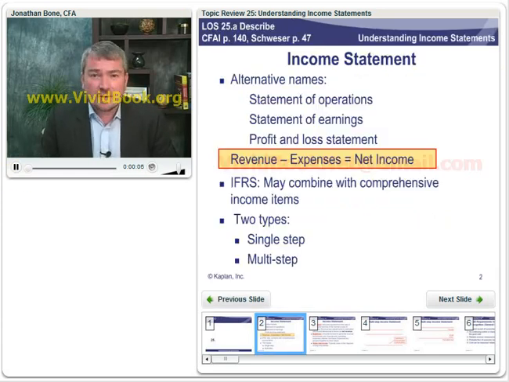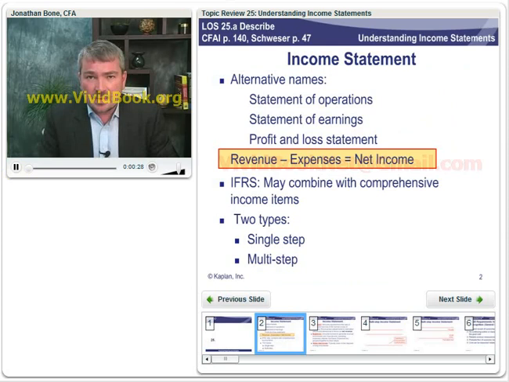Okay, straight into our first learning outcome that asks us to describe the components of the income statement. Now, first of all, let's just be aware of some alternative names they could throw at us in the exam that just mean income statement. It could be called the statement of operations, the statement of earnings, or alternatively the profit and loss statement, which tends to be more common in Europe.